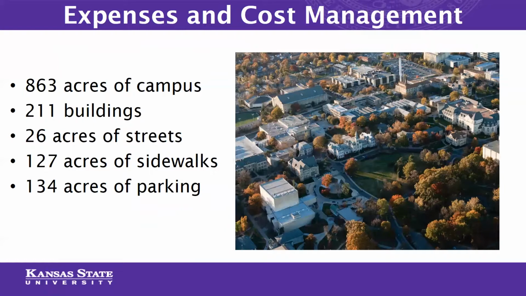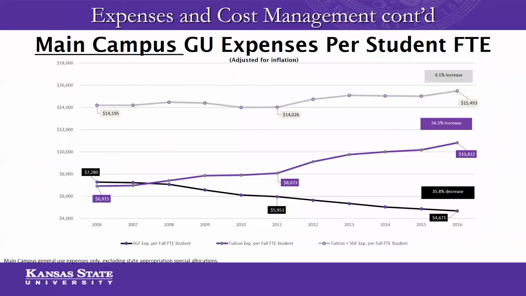To give you some perspective, we've talked about a lot of our budget being tied up in people, but just to give you a sense of the scope of the institution, we've got 863 acres of campus, 211 buildings, and 26 acres of streets. We have a large enterprise just here in Manhattan, and that's what most of those numbers are. So it takes a lot of people to sustain that. It takes a lot of custodians, a lot of building maintenance folks, and a lot of instructors to be in those buildings teaching the classes that we have. So we have a large enterprise.